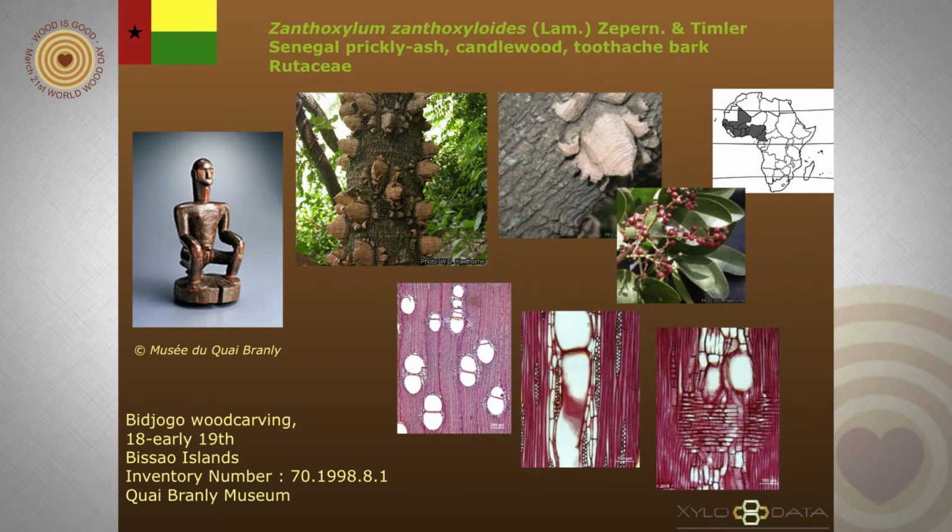They believe that after dying, the soul can only find peace if a statue is carved in which it can rest. This ancestor statue is made of Zanthoxylum, the Senegal prickly ash, a shrub or small tree, spiny, up to 12 meters. The timber is yellow, very hard and termite resistant, and is used for building purposes, including poles and posts. It also makes very good firewood.